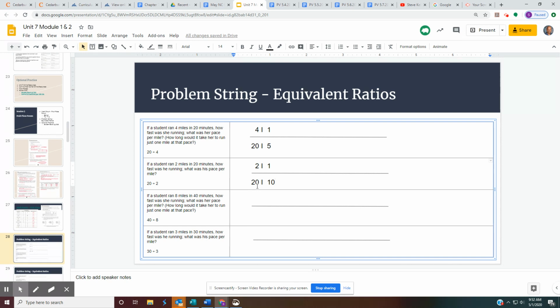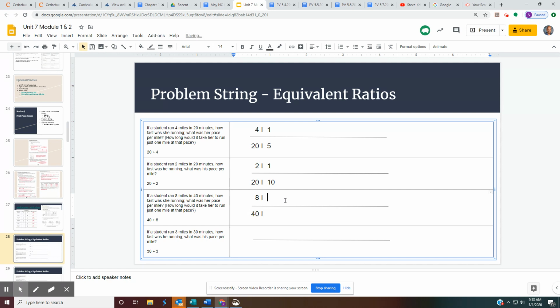Did you get that answer? I hope so. All right, next one. If a student ran 8 miles in 40 minutes, how fast was he or she running per mile? Right? So I do my 8 and I do my 40 on the bottom of my ratio table.